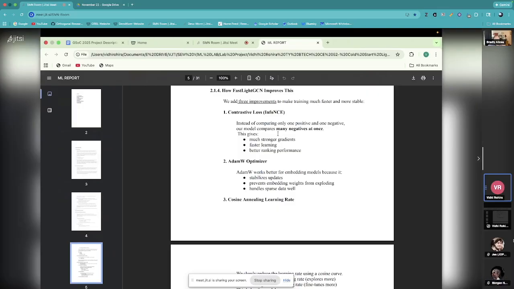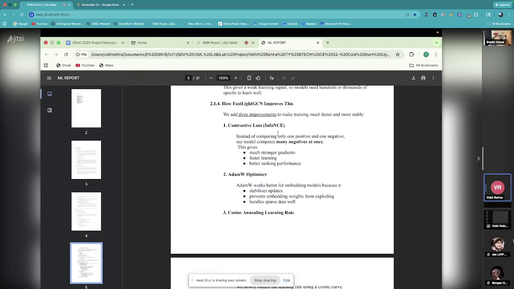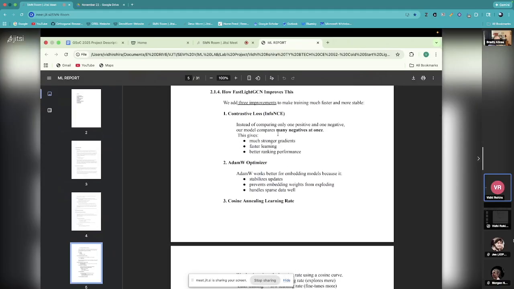So when we create this model and something is suggested to the user, we also know what is not to be suggested.